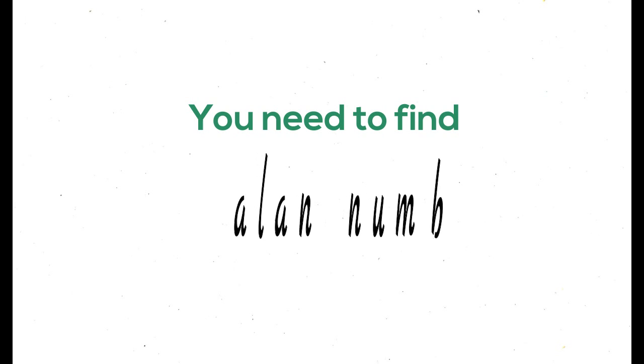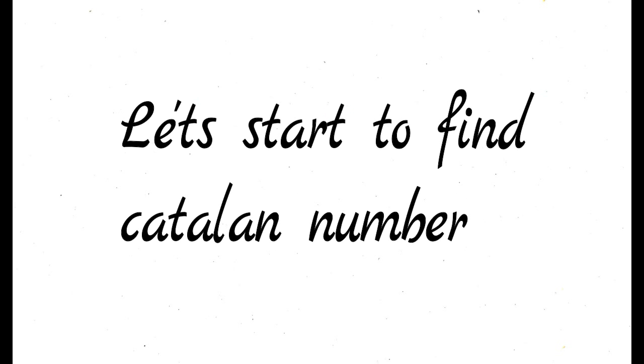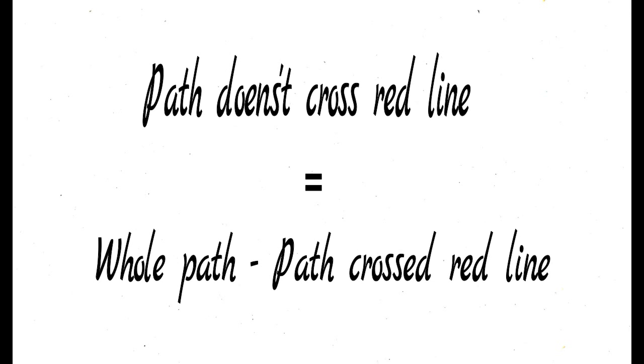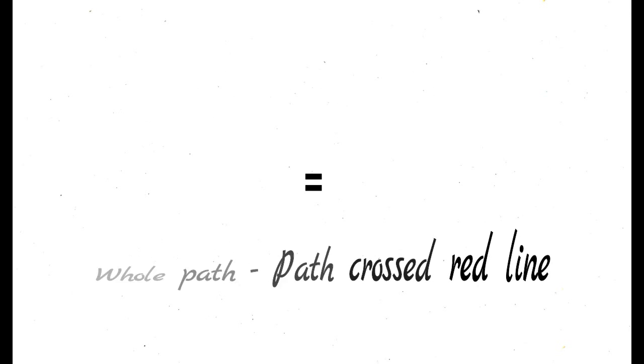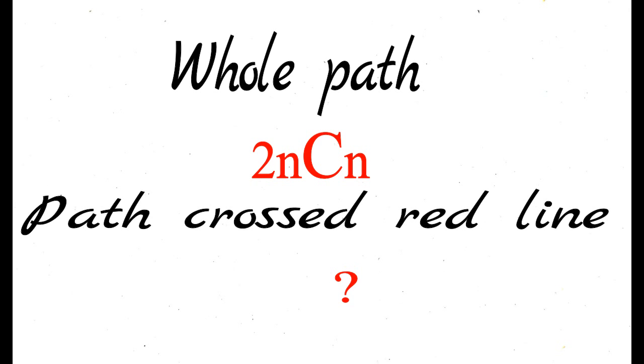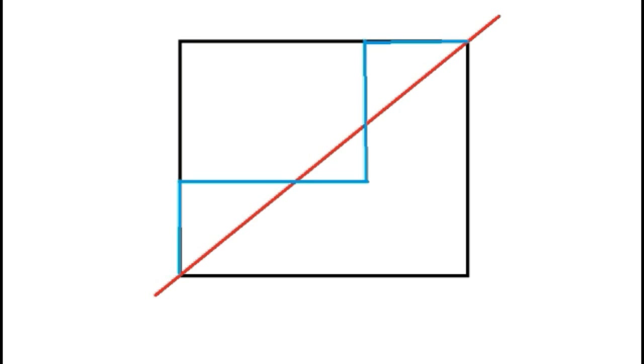To answer this question, you need to find the Catalan number. The whole path count is equal to 2nCn. Now find the paths that cross the red line. I need to draw an example to explain how to find the paths that cross the red line.